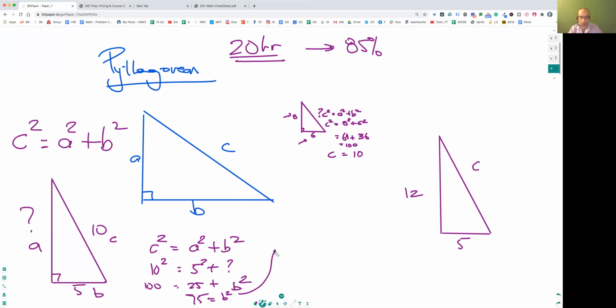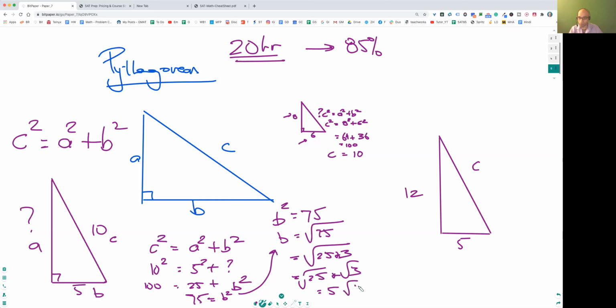And for guys who are doing this, you're going to have B squared is equal to 75. So B is going to be equal to the square root of 75, which is the square root of 25 times 3. You take this out like this, square root of 25 times square root of 3, which is 5 times square root of 3. So that's why you get 5 square root of 3 here, which is your 30, 60, 90 triangle.